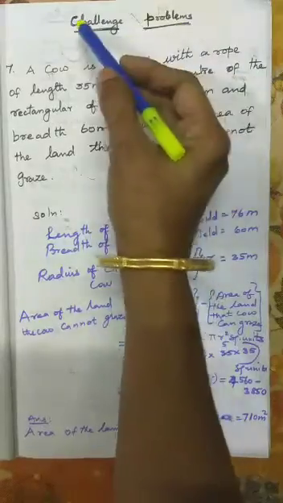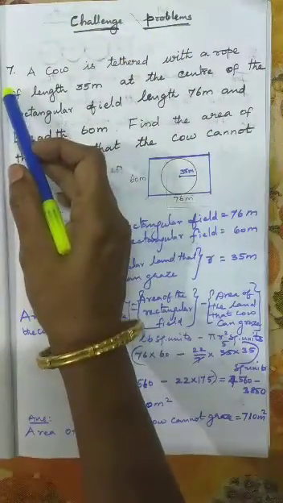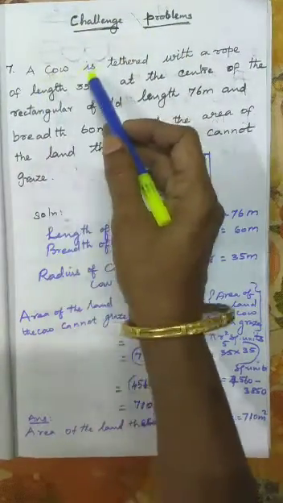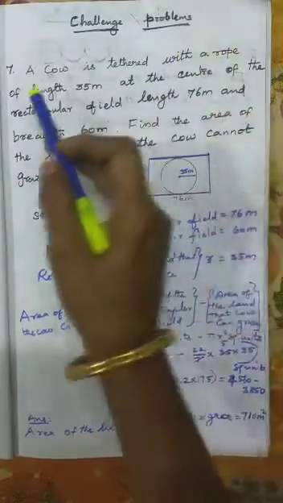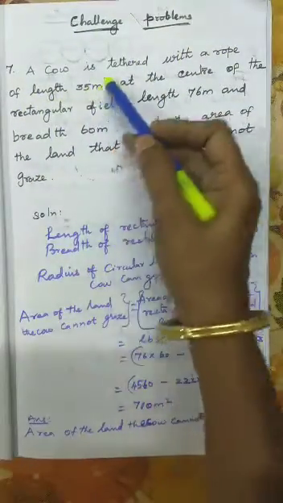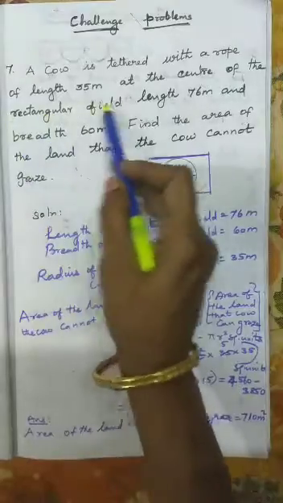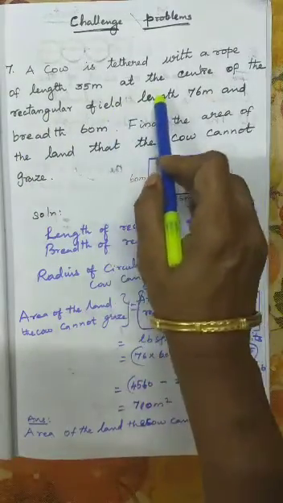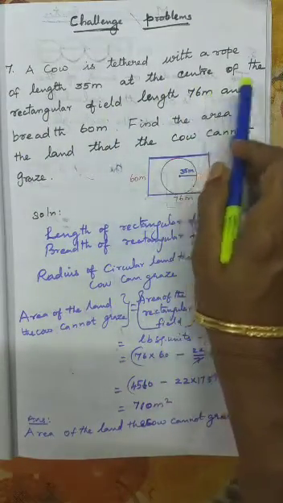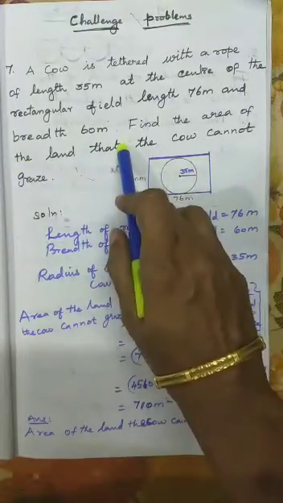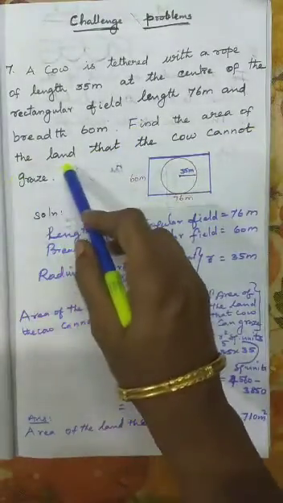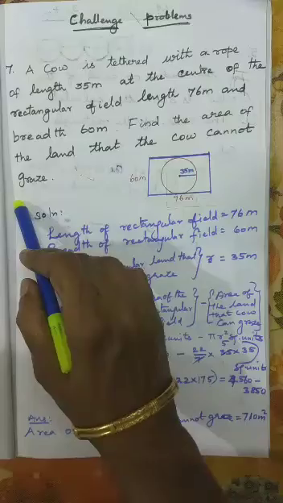Challenge problem, 7th problem. A cow is tethered with a rope of length 35 meter at the center of a rectangular field of length 76 meter and breadth 60 meter. Find the area of the land that the cow cannot graze.